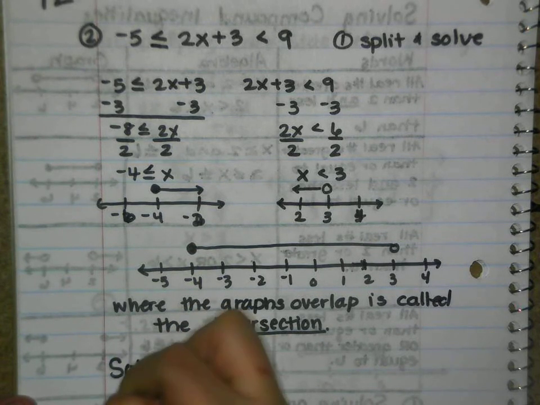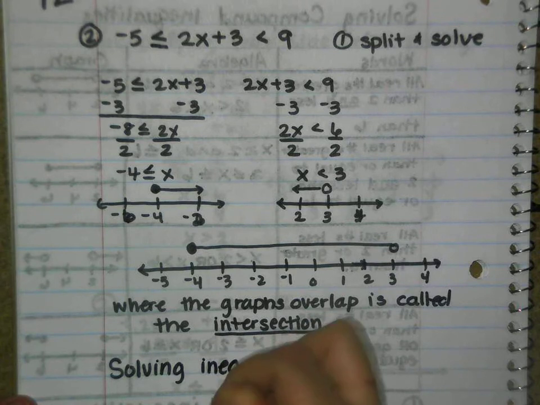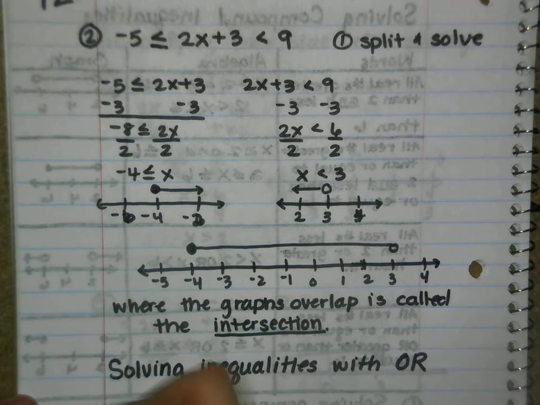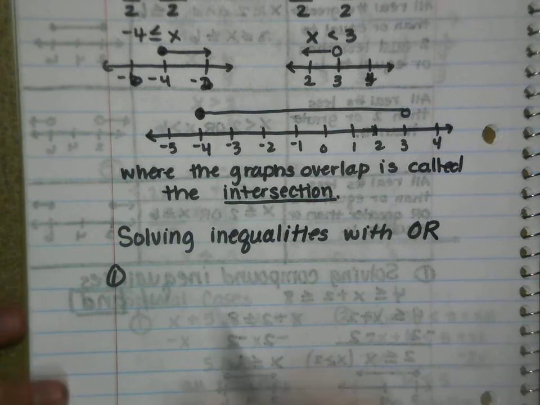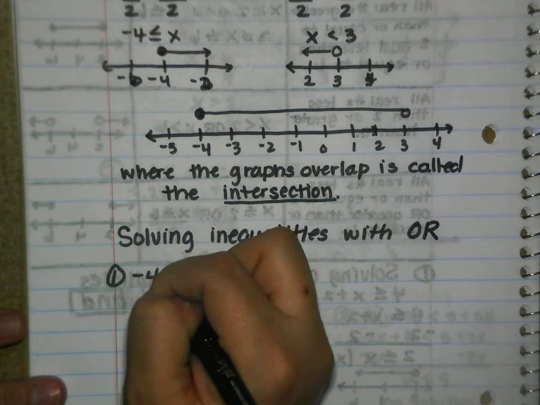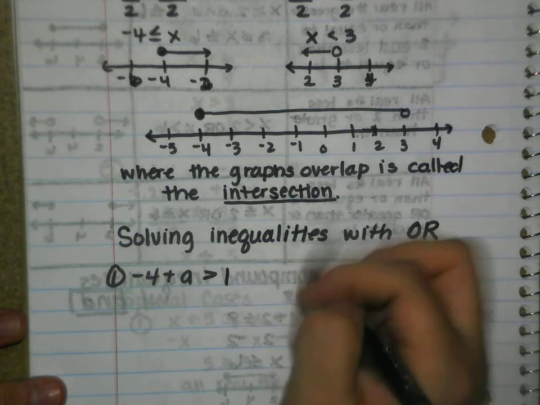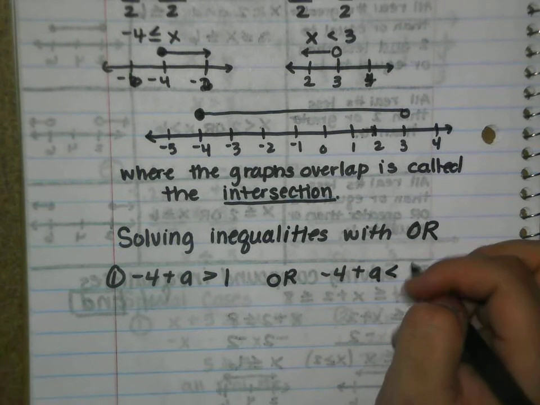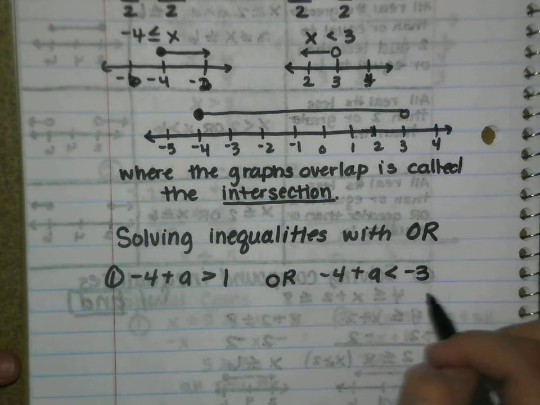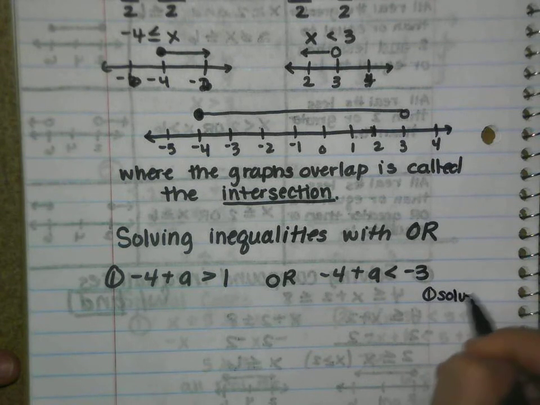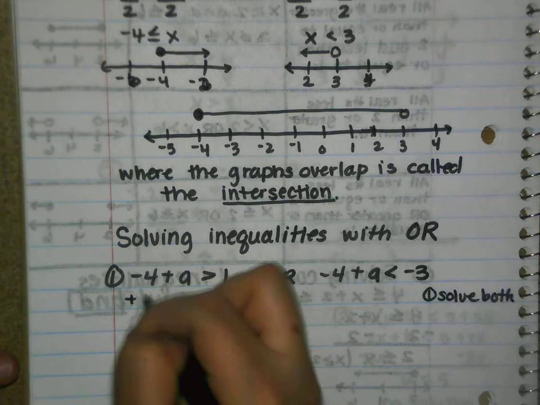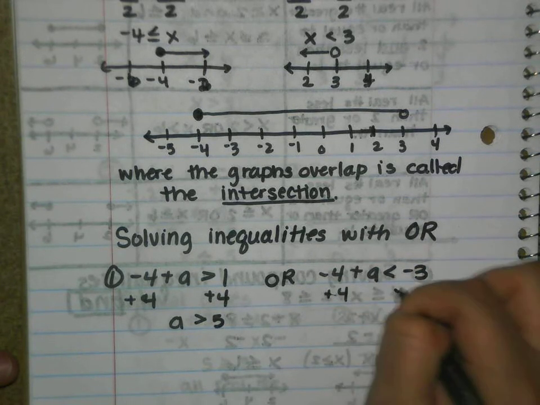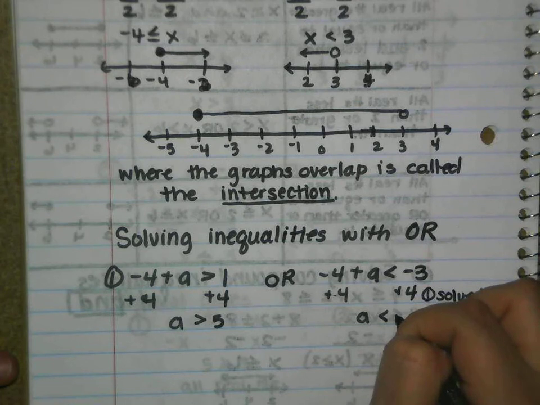So the next part is solving inequalities with OR. So let's look at the first one, and we'll look at negative 4 plus a is greater than 1, or negative 4 plus a is less than negative 3. So the first thing we're going to do is solve them separately. So add 4, add 4. We're going to get a is greater than 5 over here. We're going to add 4, add 4. A is less than 1.